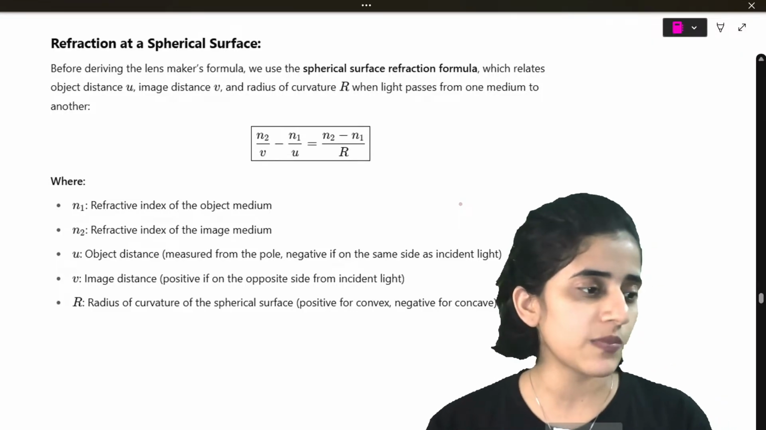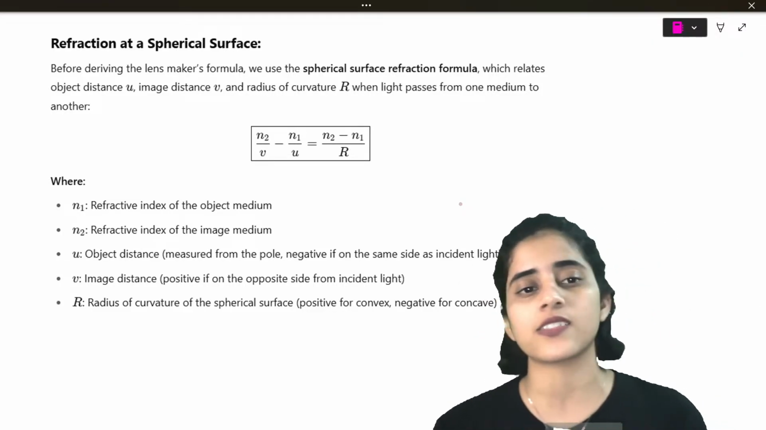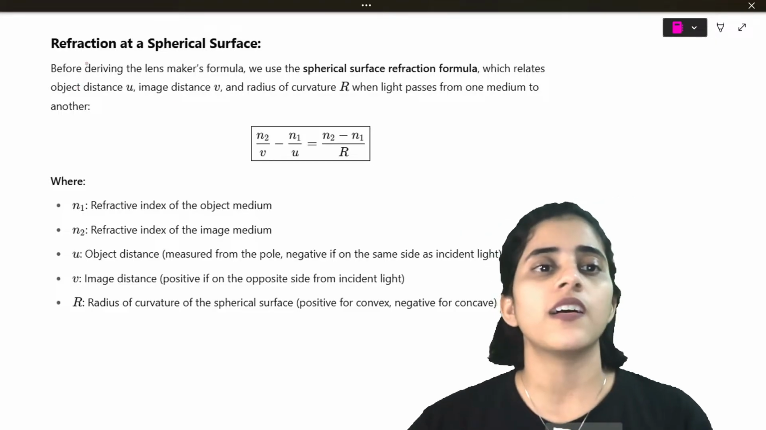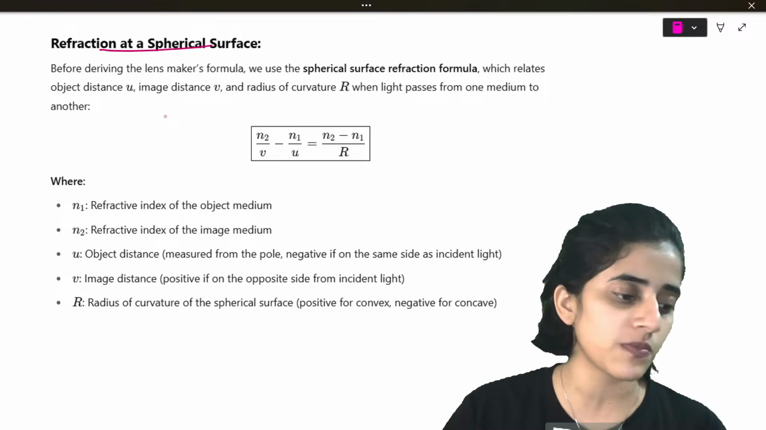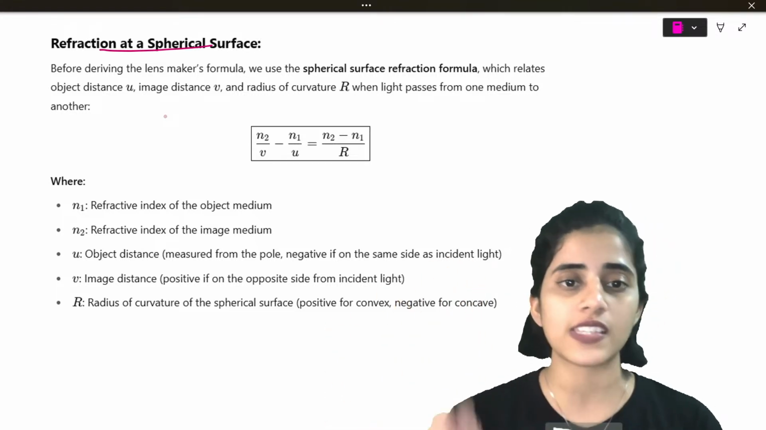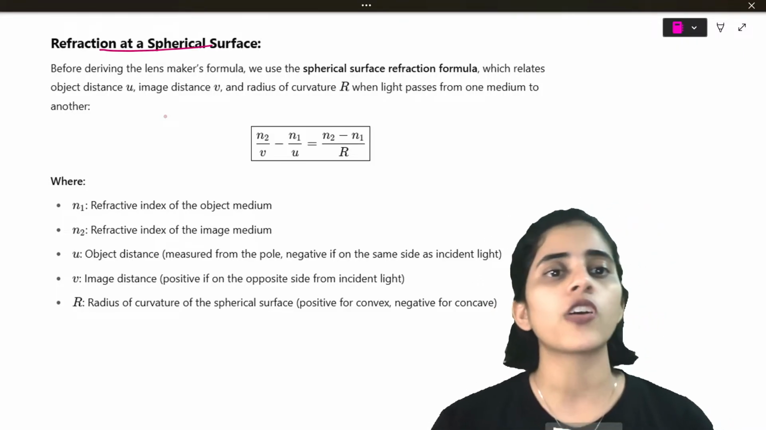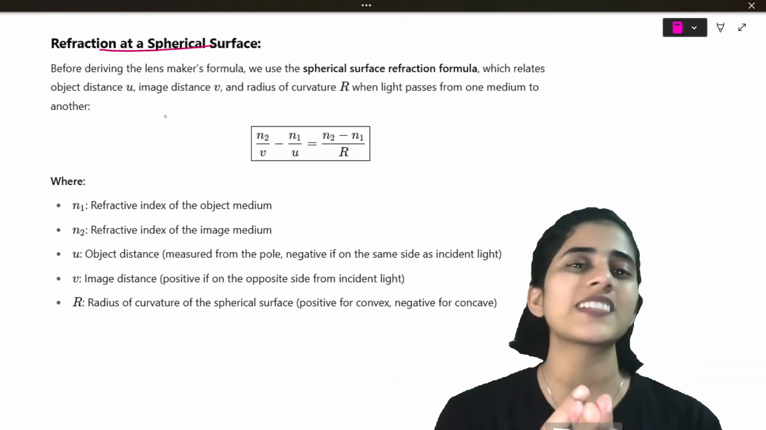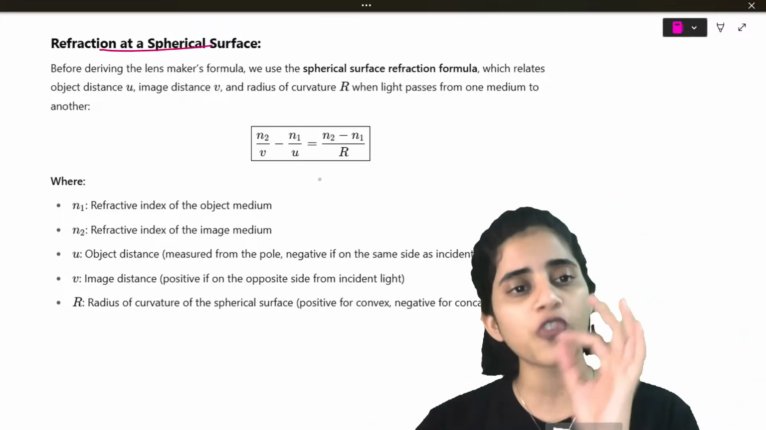Okay, next we will do some questions on refraction and lenses. First thing, refraction at a spherical surface. The question could be: show that the refraction at a spherical surface is given by some formula. Or it won't be asked as a question, but using this formula, we will do questions. So this is a formula.